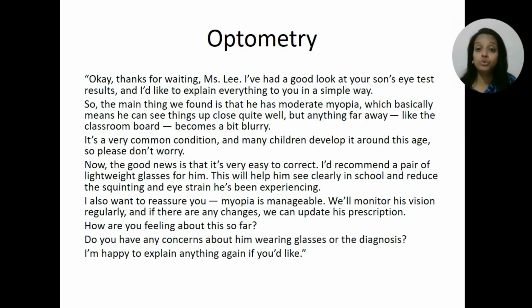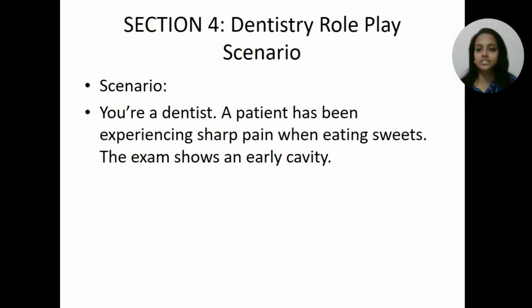Now let me move on to another scenario. So this one is a dentistry scenario. You are a dentist. A patient has been experiencing sharp pain when eating sweets. The exam shows an early cavity. So now, when you're ready, you can also start. Let me start my speaking test.